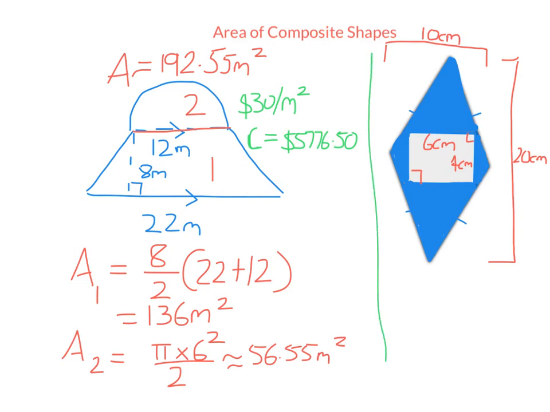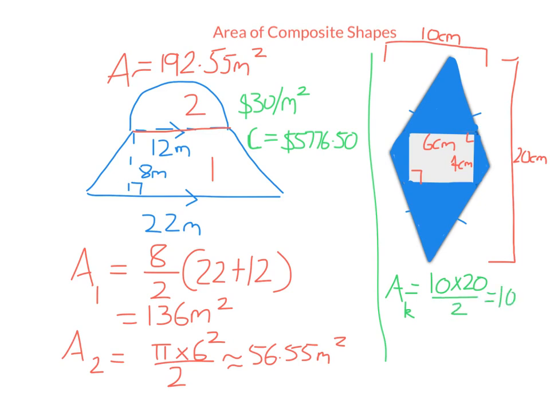So let's look at the second shape here. This is different because it's not two shapes added together, it's one shape cut out of another. So what we have here is a rhombus, which is a type of kite, and it has a rectangle cut out of it. So here we're going to find the area of the kite. I'm just going to put AK for that. It's going to be the two diagonals multiplied together and then divided by 2.